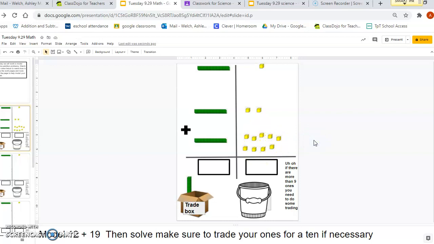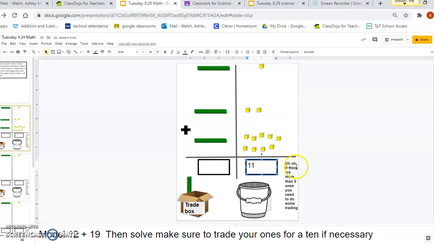Awesome. So then I'm going to start. We always start when we're adding in the ones place. So here are my ones that I have, and I'm going to count them all together. 1, 2, 3, 4, 5, 6, 7, 8, 9, 10, 11. Okay, so I'm going to type 11 in my box.